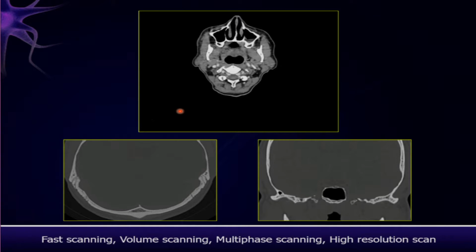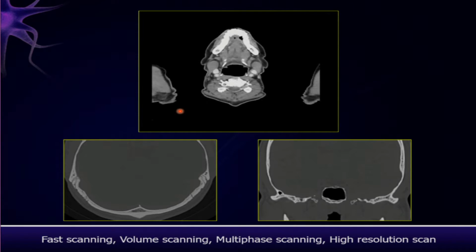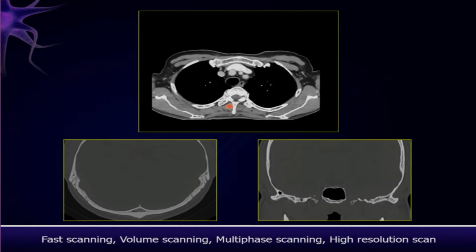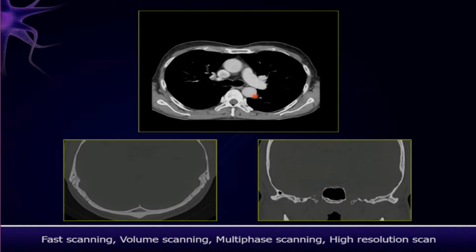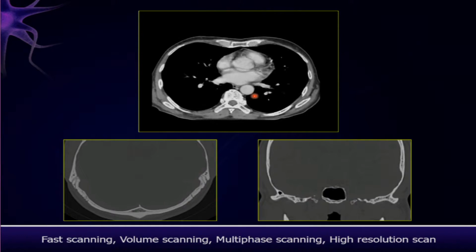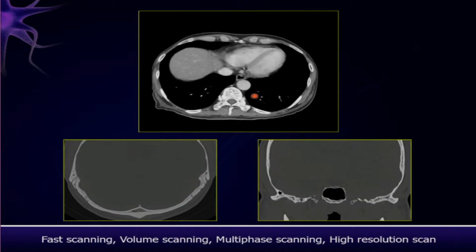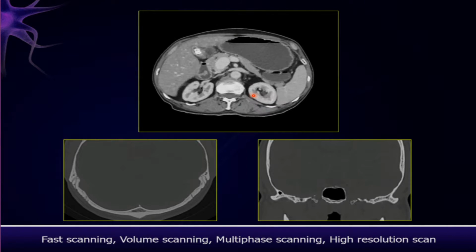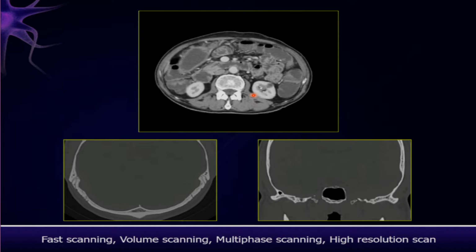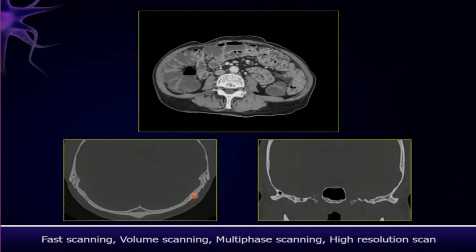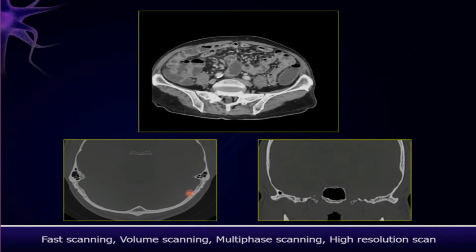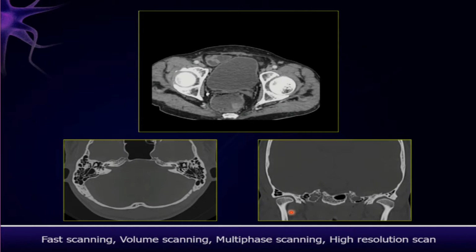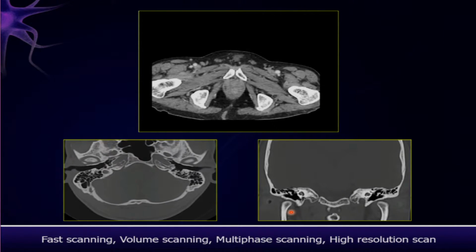Here you can see a scan from head to toe that can be done within a few minutes. Any volume can be acquired, and whichever way you want, you can reconstruct. With multi-phase scans, you can do arterial phase, venous phase, portal venous phase, pancreatic phase, or delayed venous phase within a single contrast injection. And this is a high-resolution scan of the temporal bone, and this is a reconstruction of the same thing with the same quality without repeating the scan.